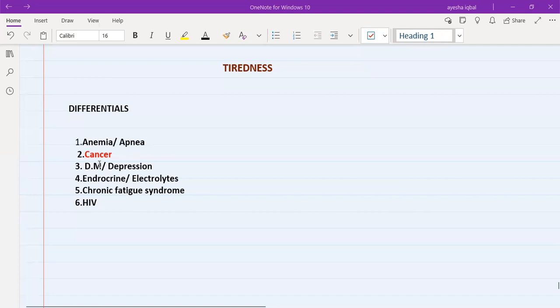Okay. The third differential that we have is diabetes mellitus. So in diabetes mellitus, the patient will again present with fatigue and tiredness. And along with that symptoms, there will be polyuria and polydipsia.